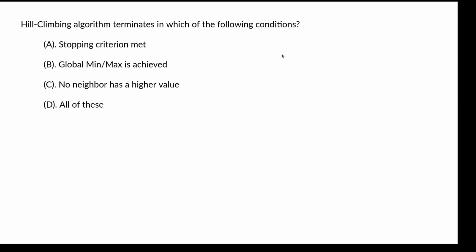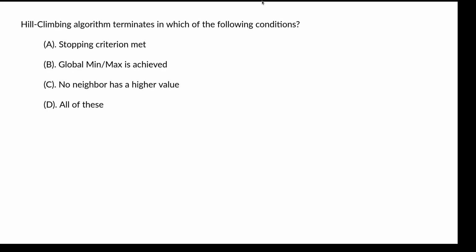Hill climbing algorithm terminates in which of the following conditions? Stopping criteria met, global max is achieved, no neighbor has a higher value, or all of these. When it terminates, that is the question here.